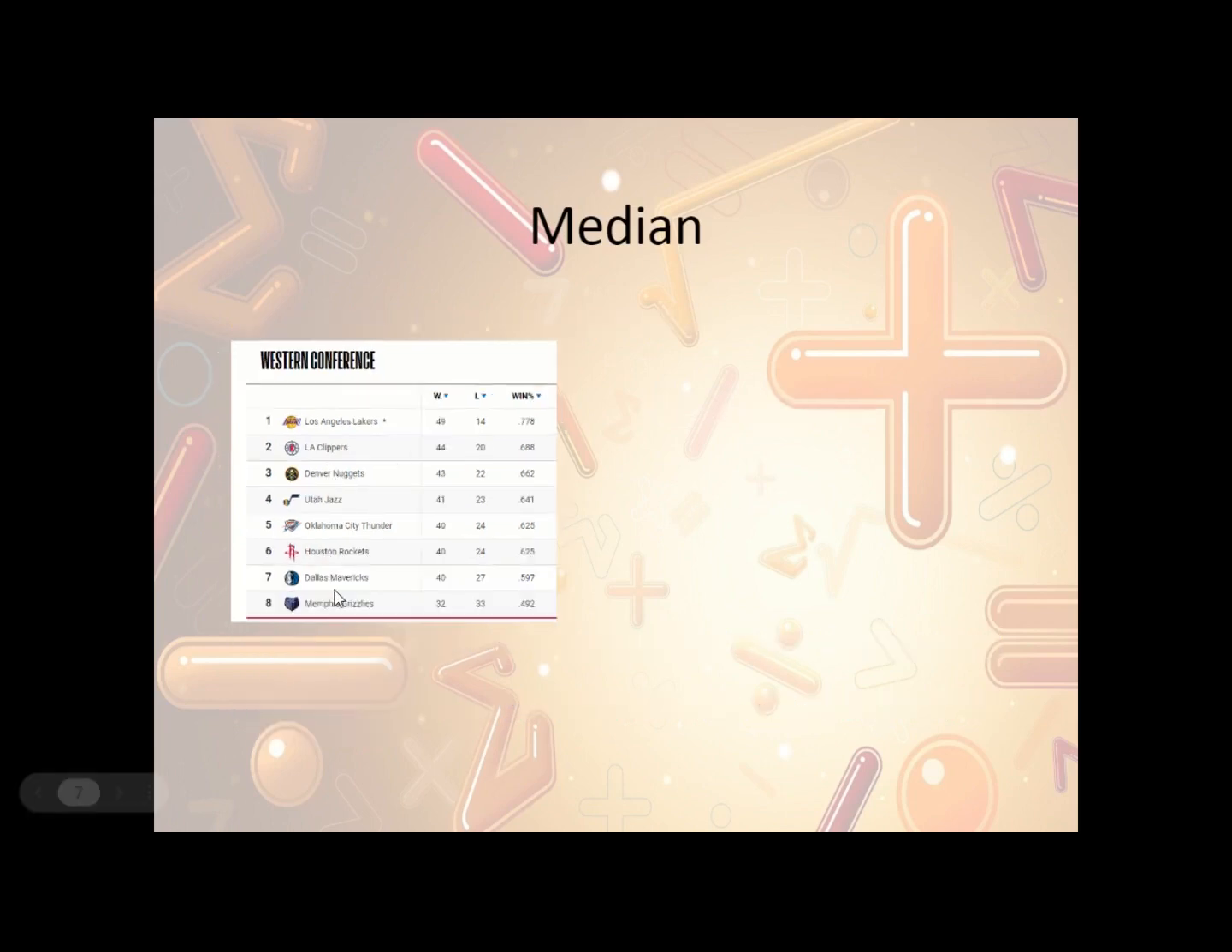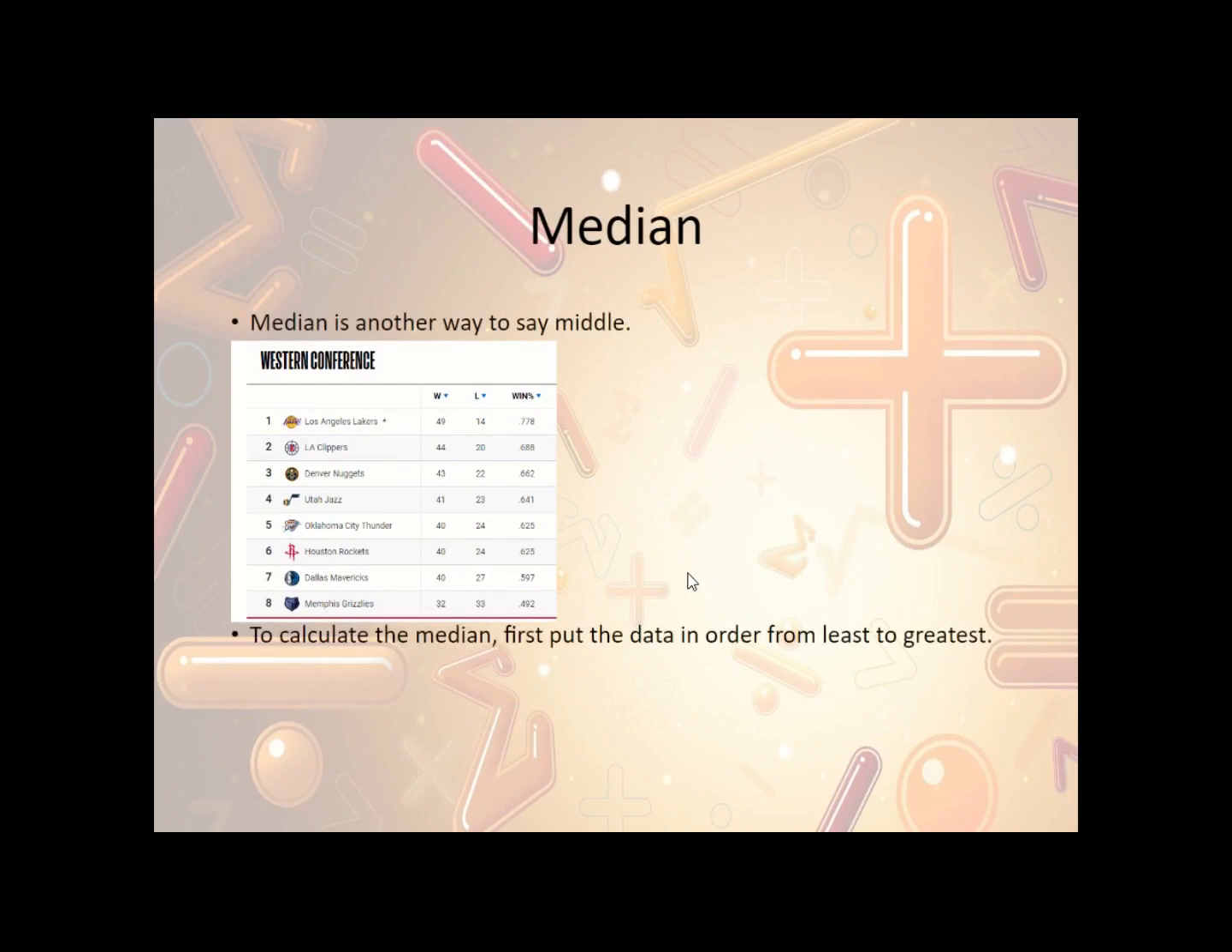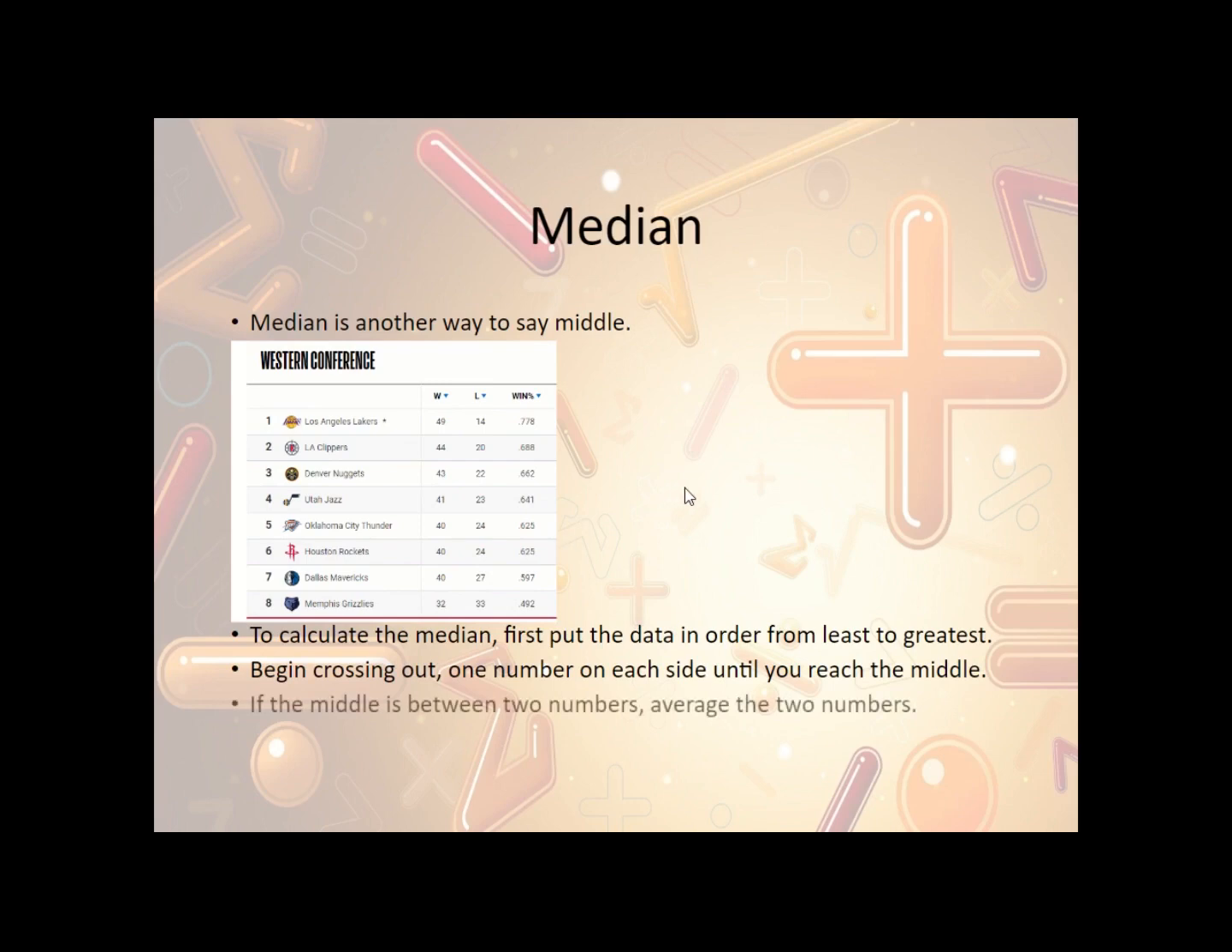Now let's take a look if there's an 8th team that was added in here. So again, we put them in order from least to greatest and then start crossing them out. So now we do that: 32, 40, 40, 40, 41, 43, 44, 49. And we start crossing them out. So 32 and 49, 40 and 44, 40 and 43. Now we're left with two numbers in the middle.